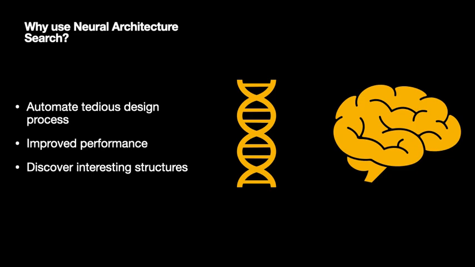So before talking about evolving activation functions, I want to talk about the larger field of neural architecture search. So why would you want to use neural architecture search? Well, we really don't have that many theoretical guidelines that tell us how to choose an architecture.